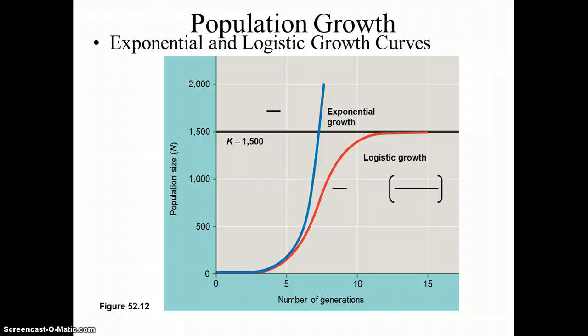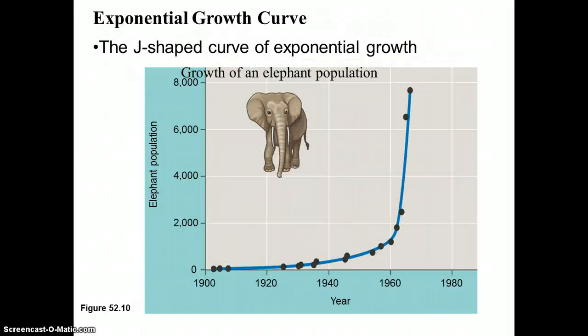Okay, so there's 2 ways that populations tend to grow. One's called exponential growth and one is called logistic growth. And we're going to look at each one. Exponential growth is often called a J-shaped curve, I guess because it kind of looks like the letter J. What you can see here is that the number of elephants in 1900 was really, really low, mostly due to poaching, which was people killing elephants for their tusks.